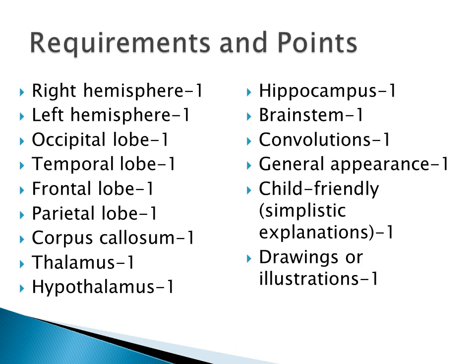And here are the requirements. So you have to have the right hemisphere, the left hemisphere, the occipital lobe, the temporal lobe, the frontal lobe, the parietal lobe, the corpus callosum, the thalamus and hypothalamus, the hippocampus, the brainstem, the convolutions. You have to talk about the general appearance of the brain. What does it look like?